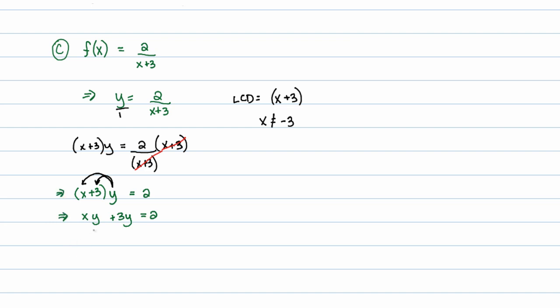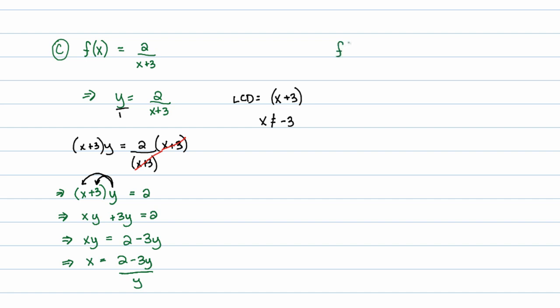Now, remember, I'm trying to solve for x, so I'm going to subtract 3y from both sides. So I'll have xy is equal to 2 minus 3y. And finally, the only thing that's touching this x is a y, so I'm going to divide both sides by that y. So that's 2 minus 3y all over y. And this is the inverse function.